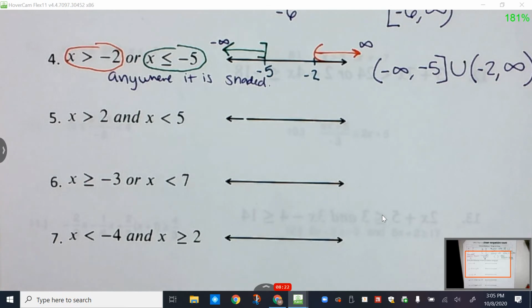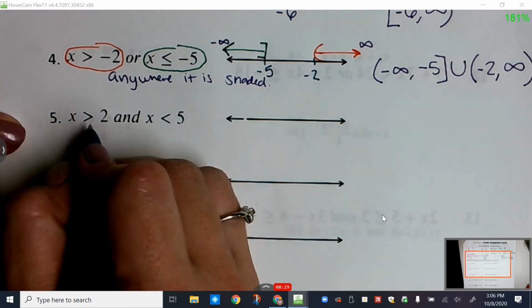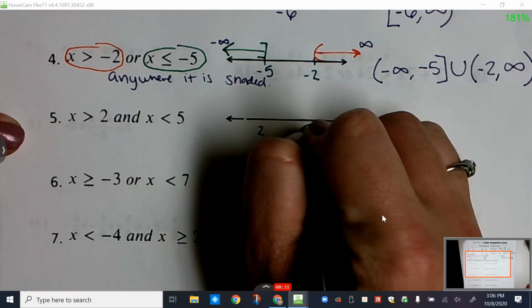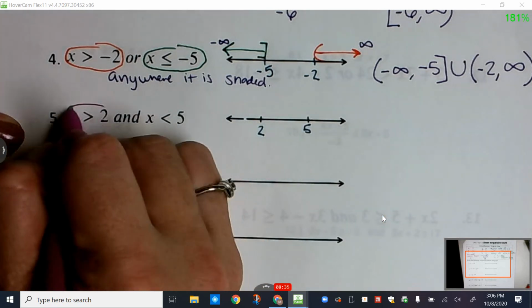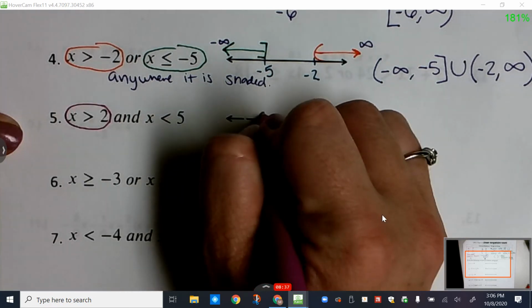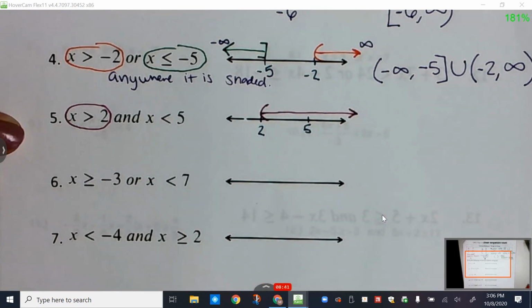Okay, so knowing that, let's try this next one. So again, take this one piece at a time. So we're going to put our numbers. We have +2, +5. So X is greater than 2. Greater goes to the right. It's not equal to, so it has a parentheses.